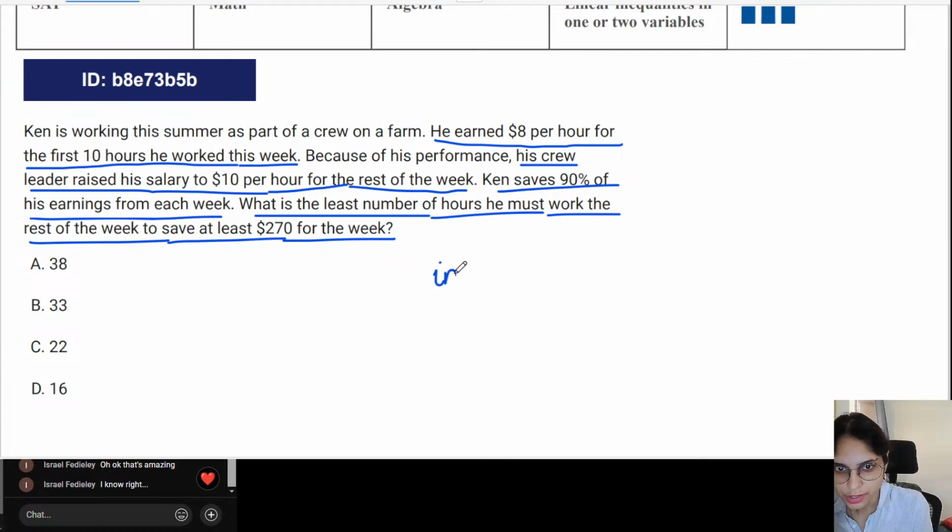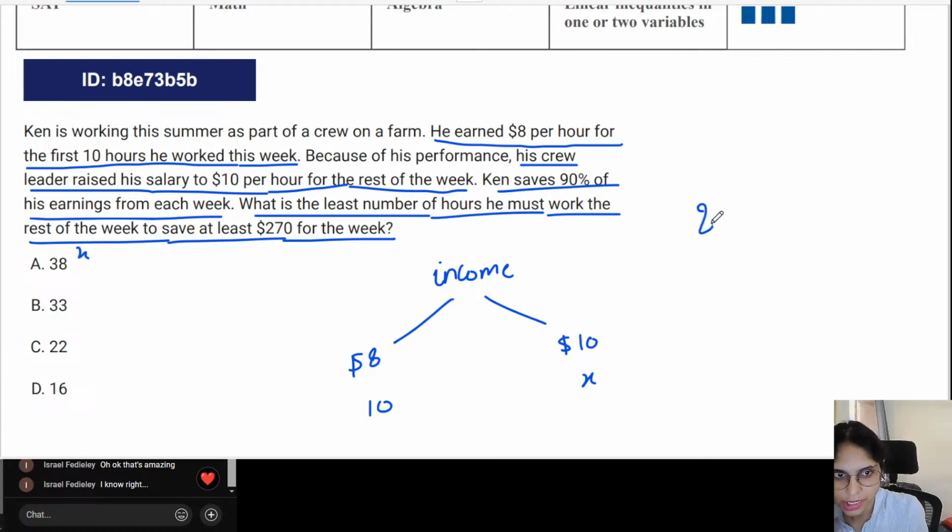So let's talk about his income. He's getting $8 for working 10 hours. And then he's getting $10 for the rest of the week. Let's say he's working x hours for the rest of the week, because that is what you have to find out. Okay, so his total income is 80 plus 10x.